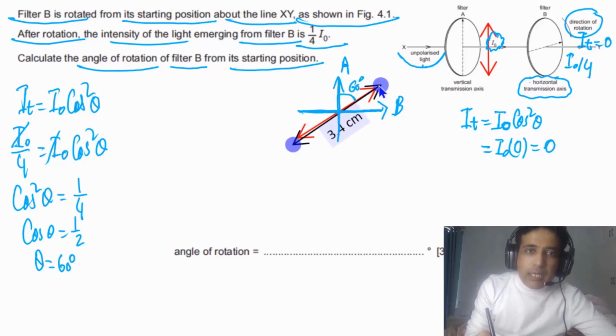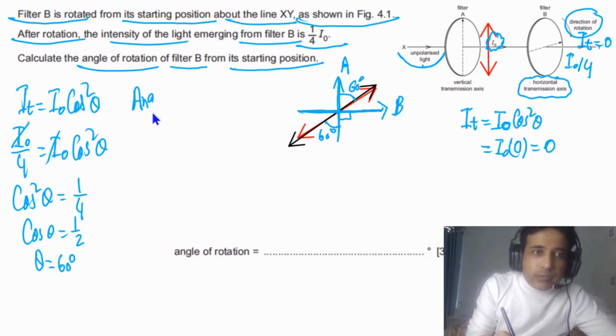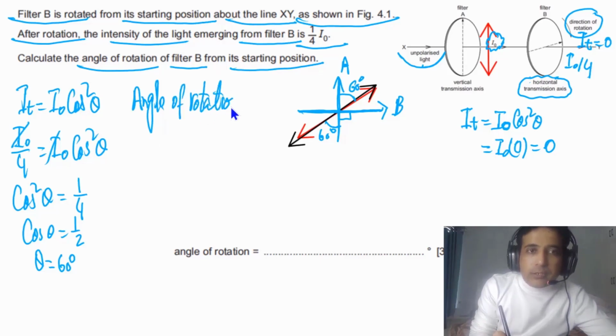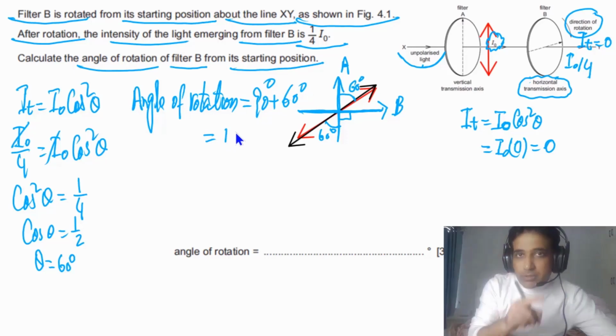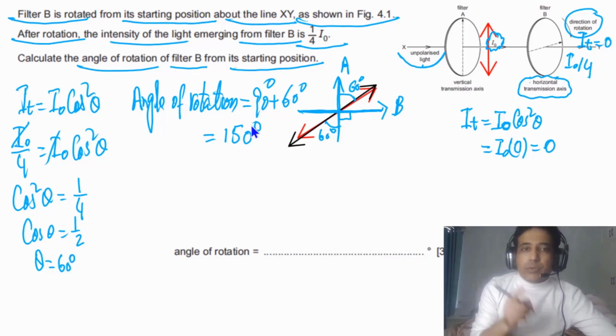So in this case, the total angle of rotation is, first of all, this 90 plus this 60. This is 60 because alternate angles are equal. So what is the total angle of rotation? We can say the angle of rotation in this case is equal to 90 plus 60, which is the minimum angle of rotation in this direction. That is equal to 150 degrees. So you can write down your final answer: the angle of rotation is 150 degrees.